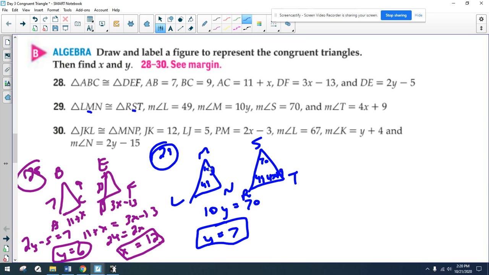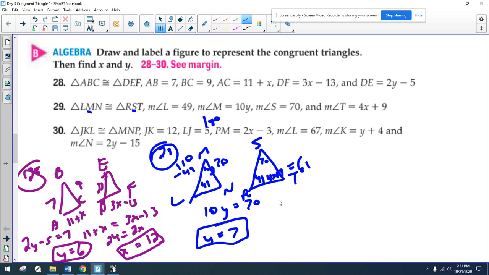So I know that up here, angle M is 10y, so that's really 70. So if I do 180, and I minus 70 and minus the 49 from it, that's going to give me 61. Yes. So that's going to give me 61 degrees for that one. So that means this angle T is equal to 61.